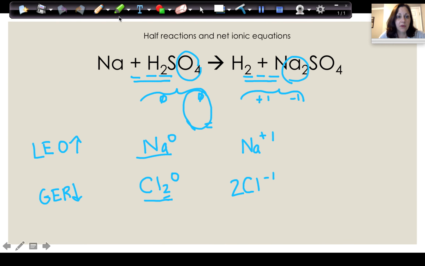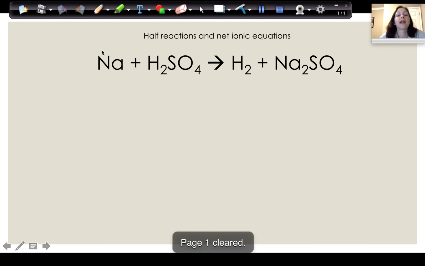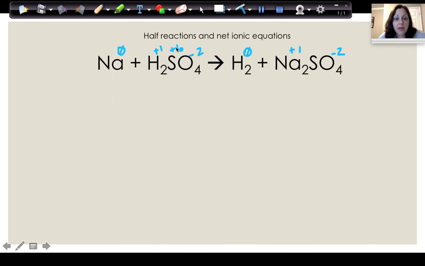Yes, so we're going to go and see about half reactions and net ionic equations next. So if I go back in and I plug in my oxidation numbers, I have zeros for the elements that are by themselves. I have +1 for hydrogen in a compound, -2 for oxygen in a compound, +1 because sodium is a group 1 metal. And when I do the math for sulfate, the S always comes out to +6. So right now I'm introducing a spectator.